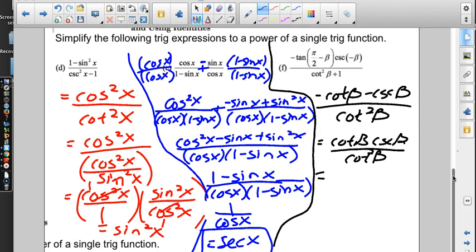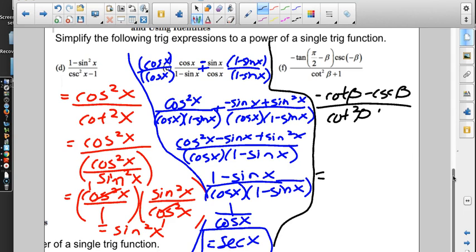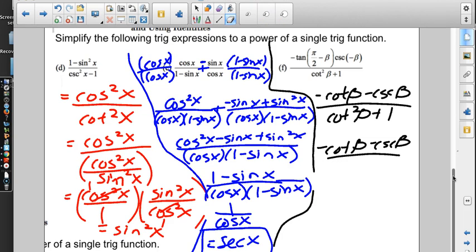Oh, 90 degrees minus. No, on the bottom. Oh, I'm sorry, I wrote cotangent down again. I think I meant to leave this one here. There we go.